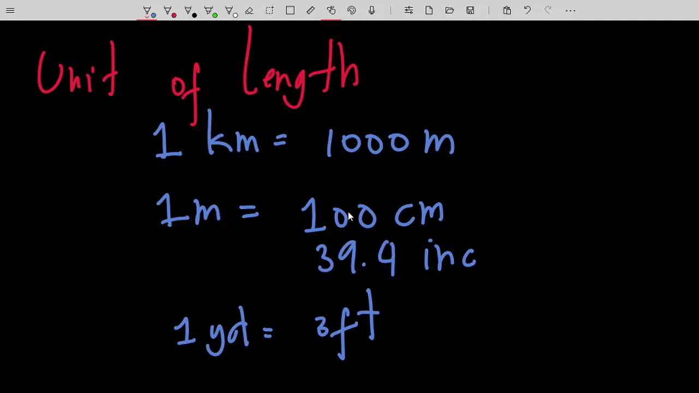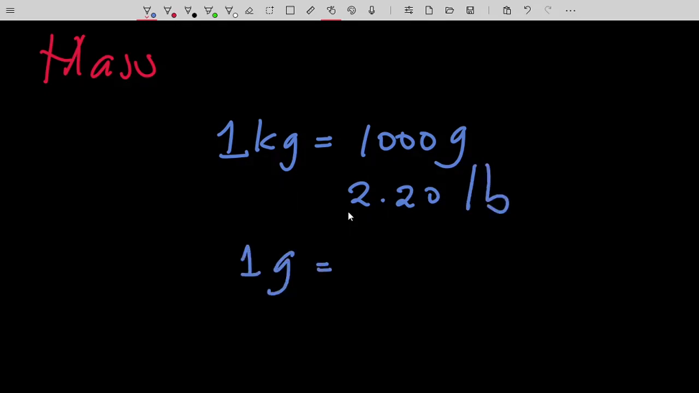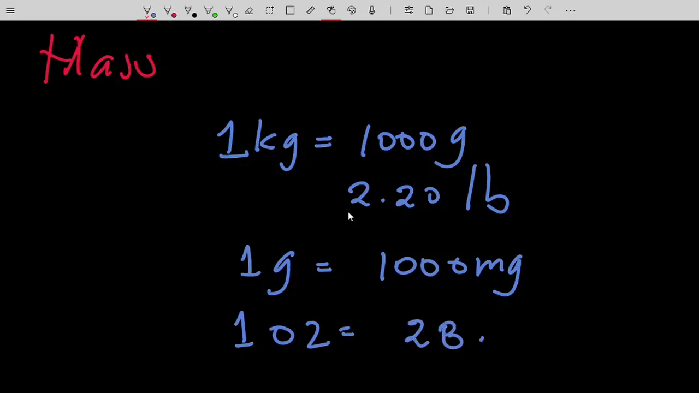Now let's have the unit of mass. For your unit of mass, we have 1 kilogram, which is equal to 1,000 grams or 2.20 pounds. We also have 1 gram is equal to 1,000 milligrams, and 1 ounce is equal to 28.35 grams.